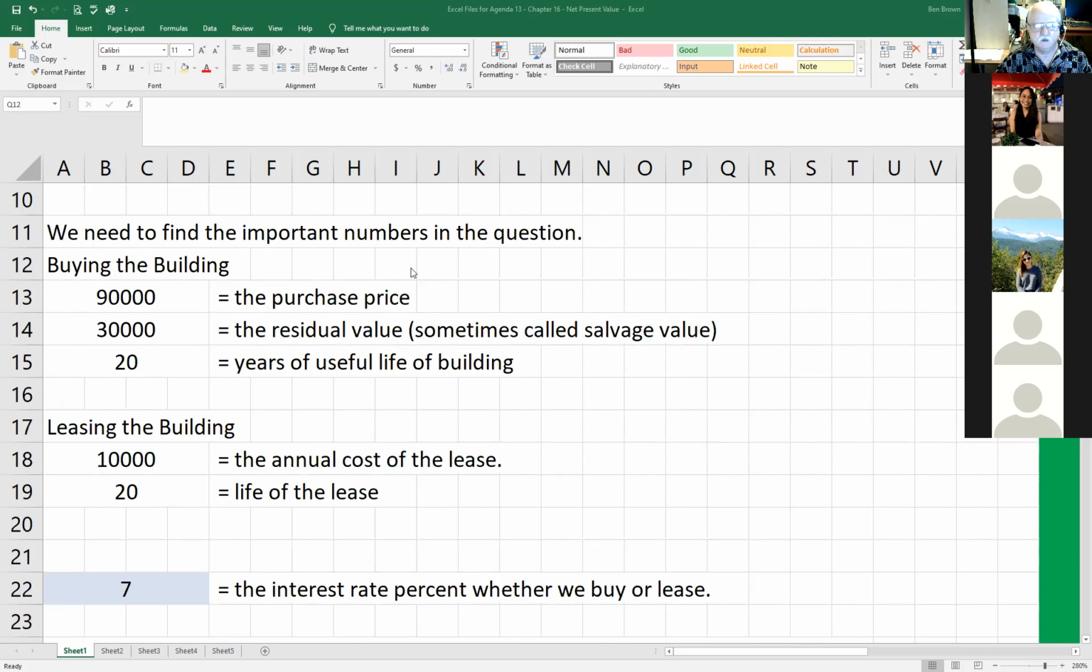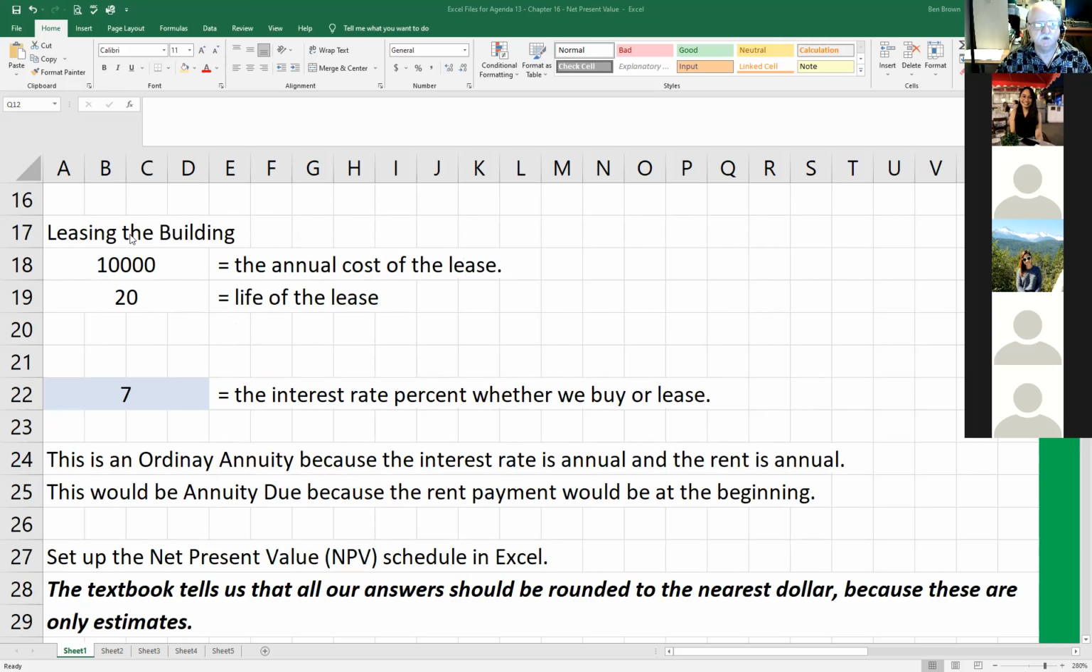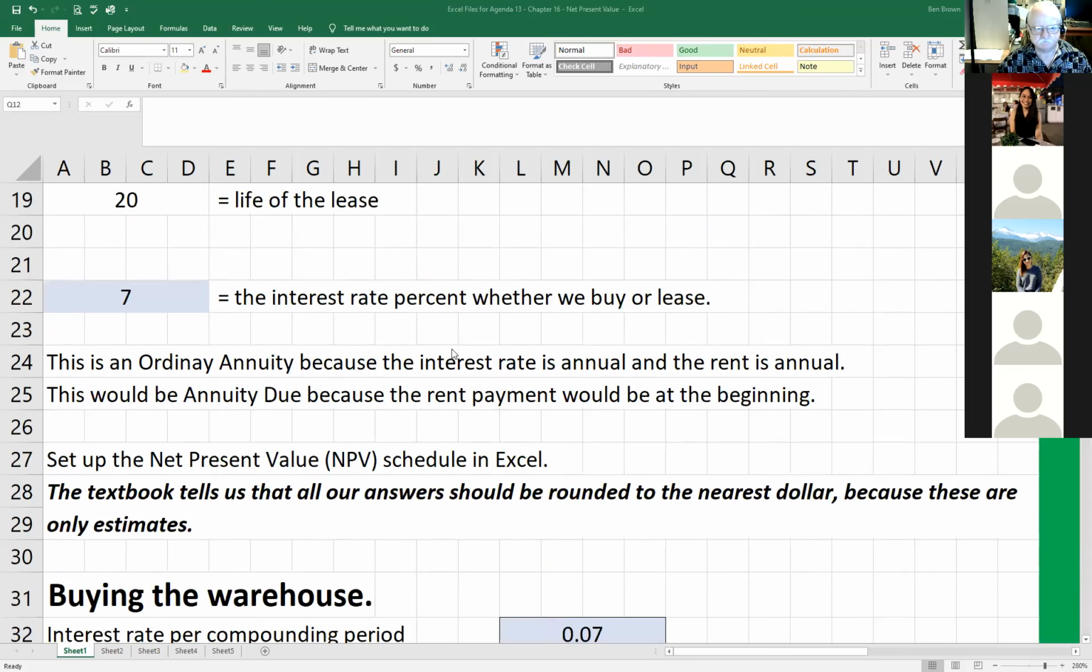So we have some important numbers. The 90,000 is the purchase price. The 30,000 is the residual value, sometimes called the salvage value. And 20 years is the years of useful life of the building. That's if we buy it. If we lease the building, $10,000 is the annual cost of the lease, and 20 is the life of the lease. So the 7 is the interest rate. It doesn't matter whether we're buying or leasing, the interest rate is still 7%.